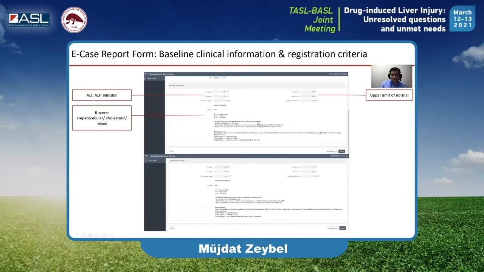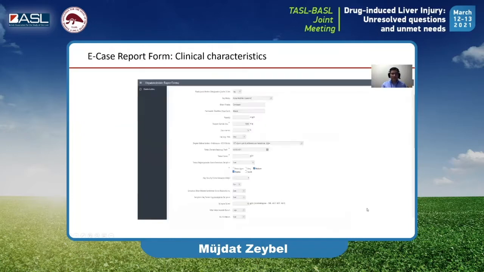Here we are providing some more information in terms of biochemical criteria for registration. For instance, this patient has an ALT of 274. According to these criteria, the CRF calculates that this patient is suitable for registration in terms of biochemical requirements. In another case here, it is calculated and gives a warning to the user saying that this patient is not suitable.